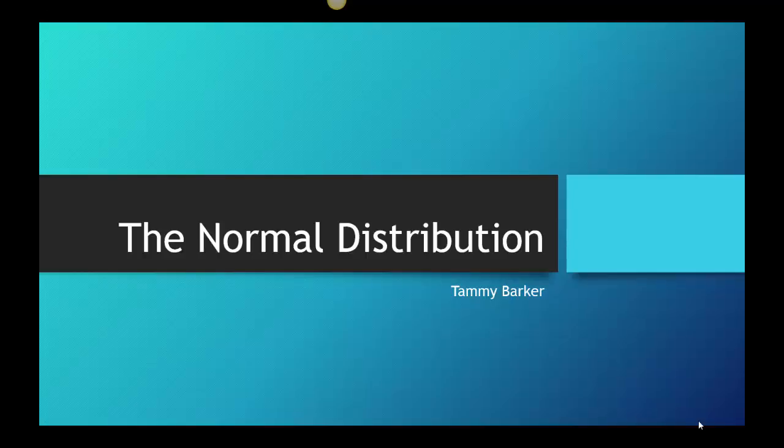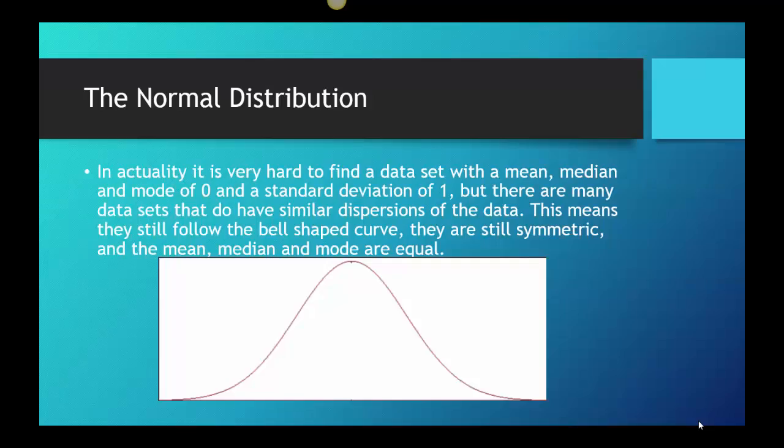We'll finish our discussion of statistics with a look at the normal distribution. In actuality, it's really hard to find a data set with a mean, median, and mode of 0 and a standard deviation of 1. But there are many data sets that do have similar dispersions of the data. This means they still follow the bell-shaped curve, they are symmetric, and the mean, median, and mode are equal.